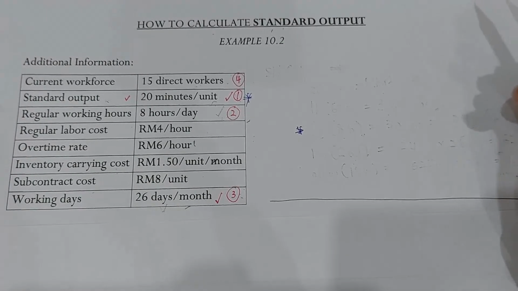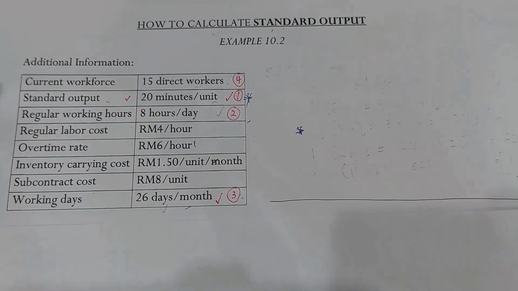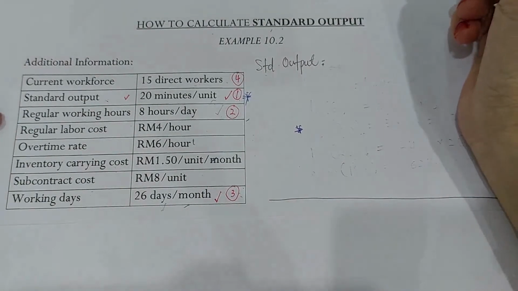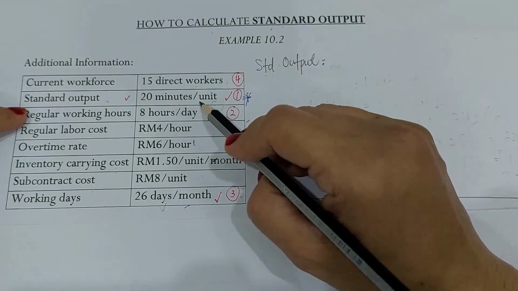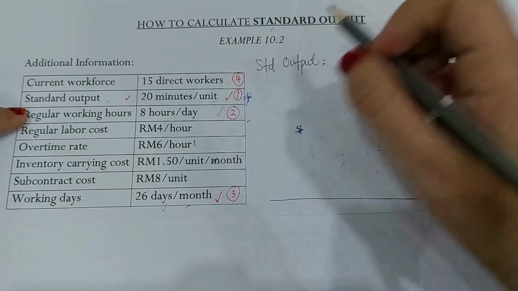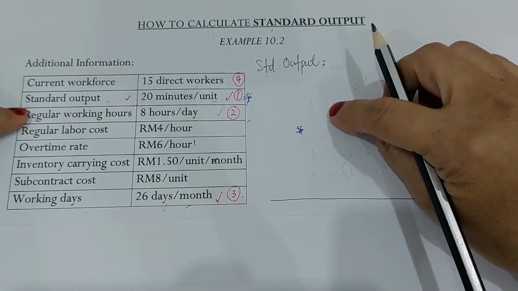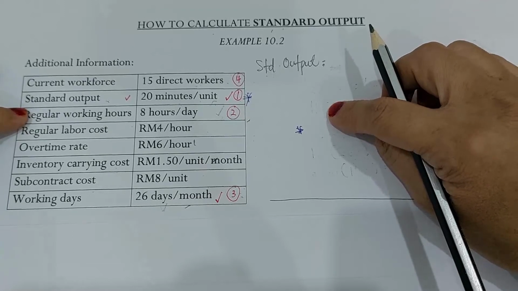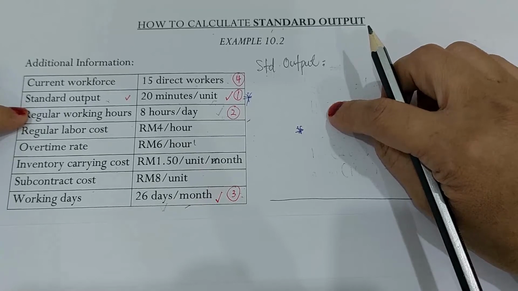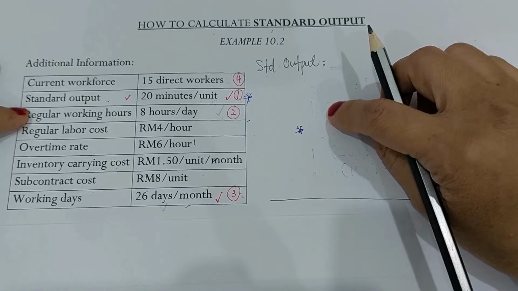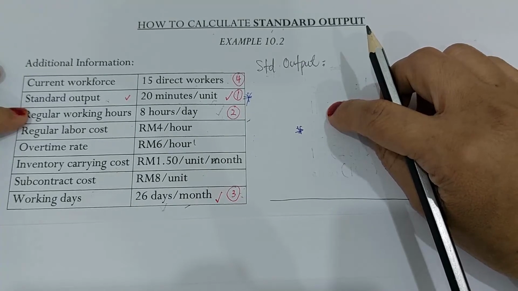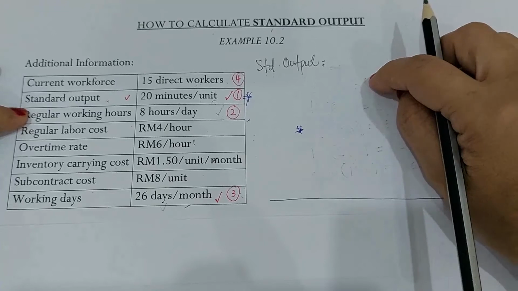So let's try to understand the first information. Okay, the first information here, standard output, the rate given here is 20 minutes per unit. So we need to understand this first. Okay, what I'm going to show you here is a step-by-step approach. This is not a professional approach, but it is more like an easy approach. Macam saya tunjuk kaedah kepada budak sekolah. So it is not a university level approach. But by using this step-by-step approach, I can guarantee that you will get correct answer. Okay, later I'll show you a professional approach. But let's try this approach first.